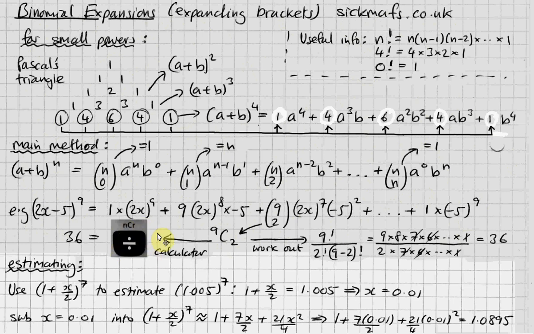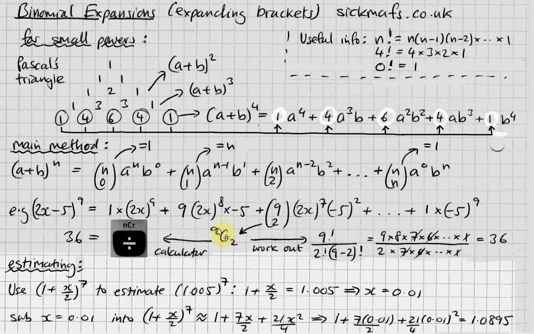I've taken a screenshot of a picture of the very popular Casio calculators, which I definitely recommend. On the Casio calculators you've got the nCr above the division sign, so basically you have to press shift and then get to this button. So you press 9, shift, this button here, 2, and you get the answer 36. But you do need to know how to work it out, because sometimes they throw in a bit of algebra which requires you to work this stuff out.